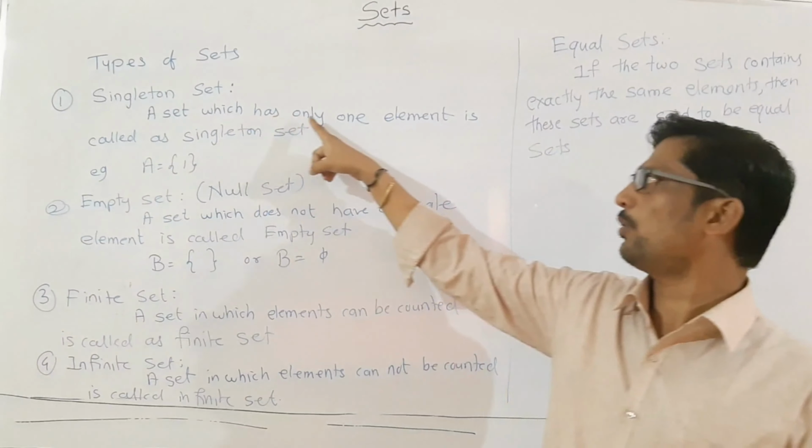So my set A is nothing but a singleton set with the element 1. Fine. Now let us see about B.